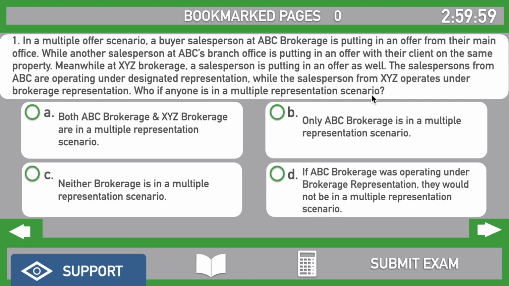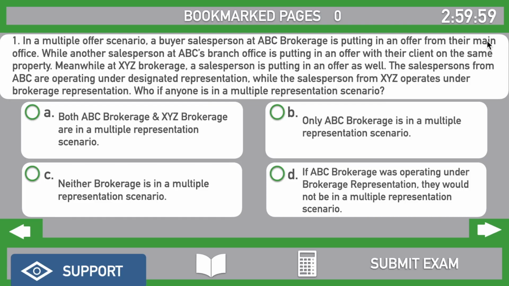Who, if anyone, is in a multiple representation scenario? Just note for this, and it's going to be the same, consider them one office when this comes up so it doesn't confuse you. A branch office and a main office, consider that one office for the purposes of multiple representation. In this case, you would know that ABC Brokerage is not in a multiple representation because they're operating under designated representation, and they threw in XYZ Brokerage, although that doesn't matter at all because it's a separate brokerage.